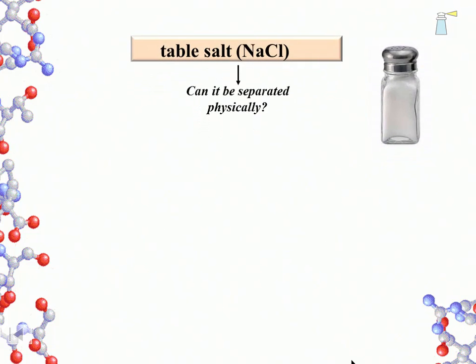We mentioned table salt earlier. Its chemical name is sodium chloride, NaCl. The first question we ask is, can it be separated physically? The answer is no. Now, is it reasonable for a student starting chemistry to know this?